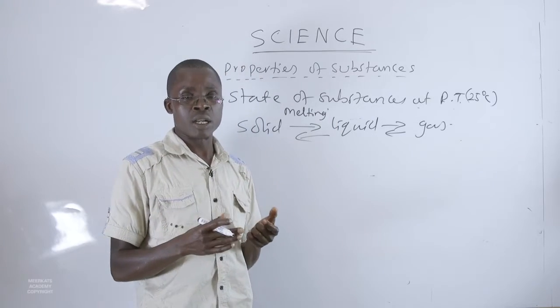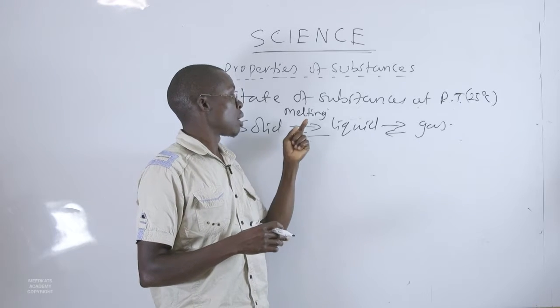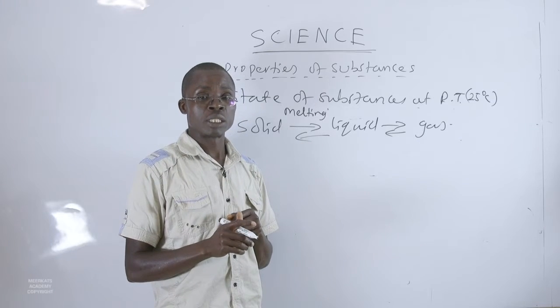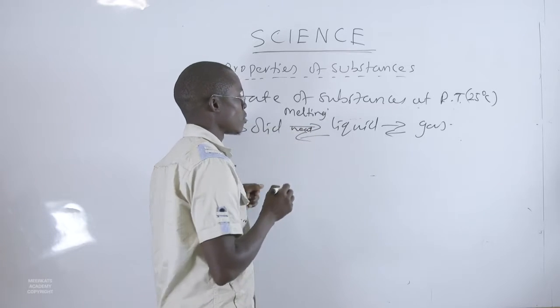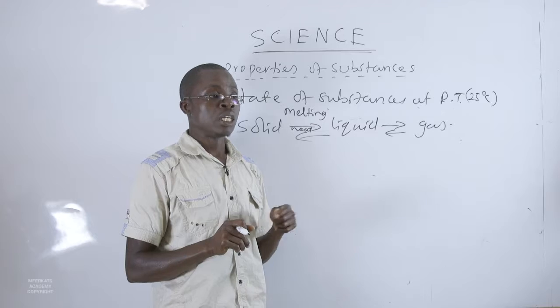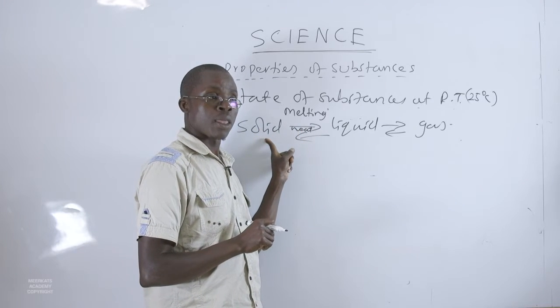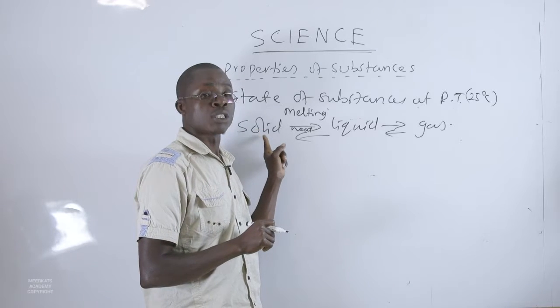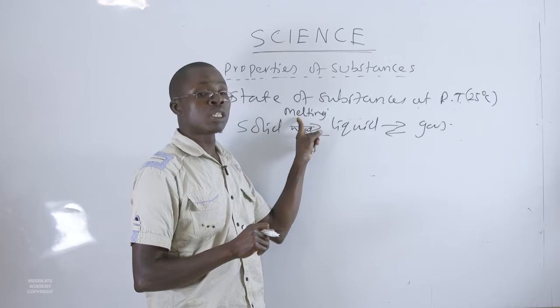And what should be done for a solid to change to a liquid in a process we are calling melting? That is heat energy. You have to add in heat energy. So by adding in heat energy to a solid, you make the solid change from solid to liquid. The process of doing so is called melting.